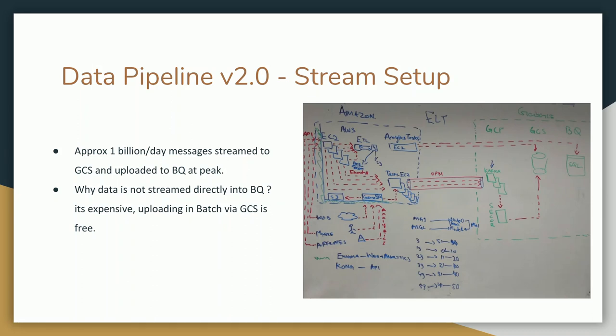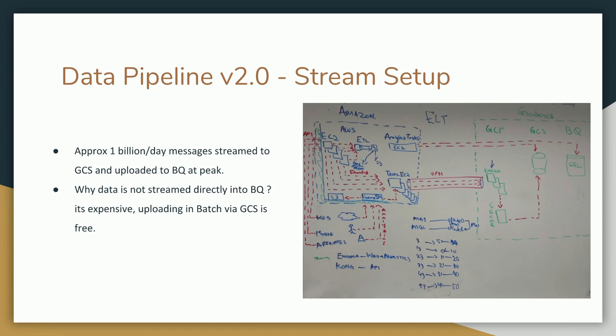Coming to the question, why is data not streamed directly into BQ? A lot of people say, oh, you did all of that, you could have just started pushing data into BQ. Yes, that is one of the things that could be done. But pushing data into BQ is very expensive. Just think about pushing 1 billion events into BQ. That's going to cost quite a hefty amount.